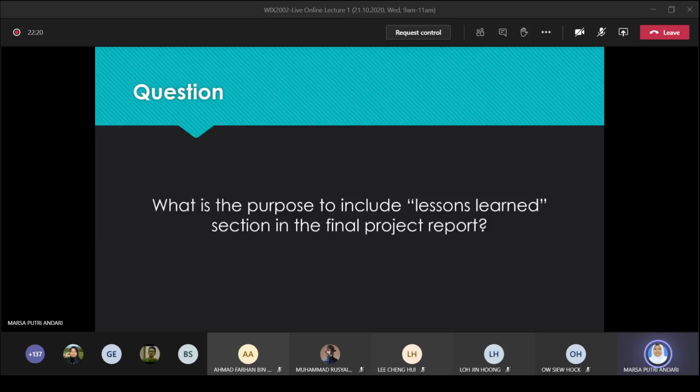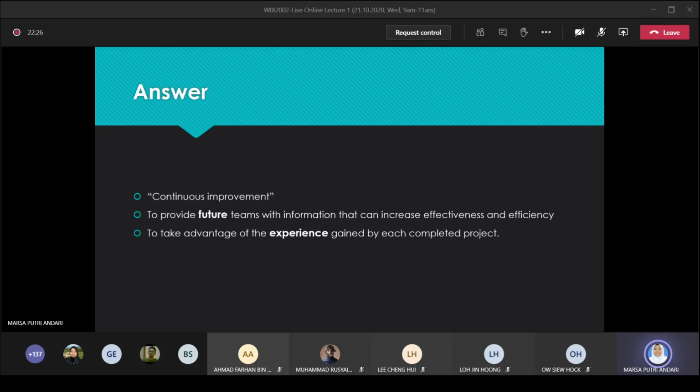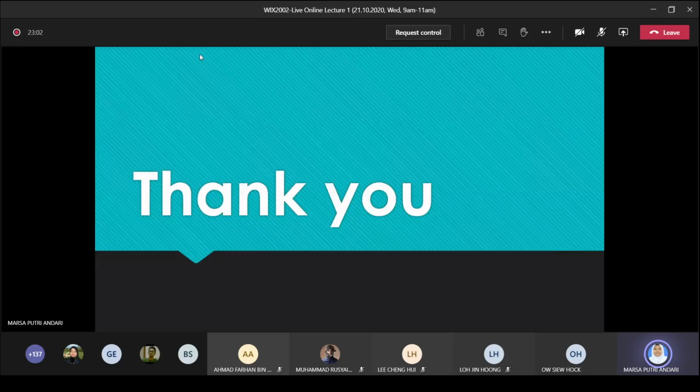The question for number 10 is, what is the purpose of including a lessons learned section in the final project report? The keyword in this question is continuous improvement. This means to provide future teams with information that can increase effectiveness and efficiency in terms of project management capabilities, and also to take advantage of the experience gained by each completed project. These are the reasons why the lessons learned section is important, so that the mistakes that happened before would not be repeated in the next projects. That's all for me. Thank you very much.